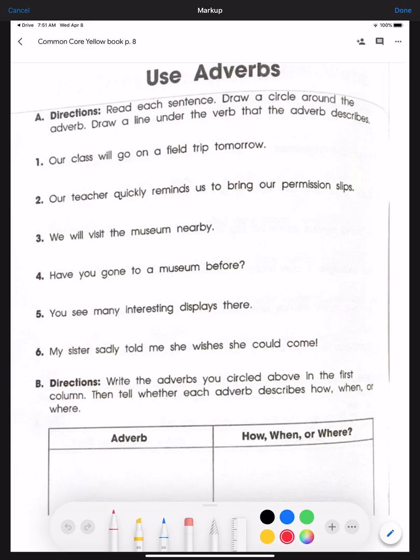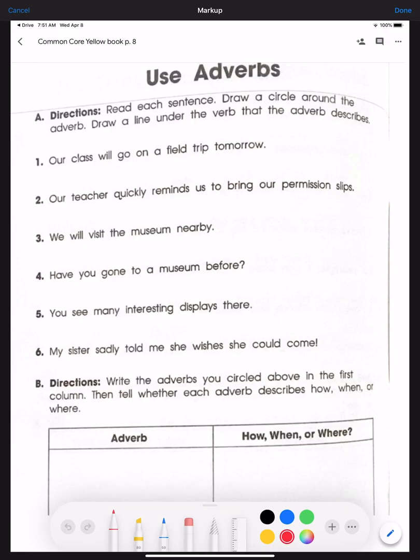So remember, a verb is an action word. It's something that we do. And the adverb will describe that action. So it's going to tell us how we are doing it, when we are doing something, or where we are doing something. So let's read sentence 1 together. Go ahead and track and read. Our class will go on a field trip tomorrow.